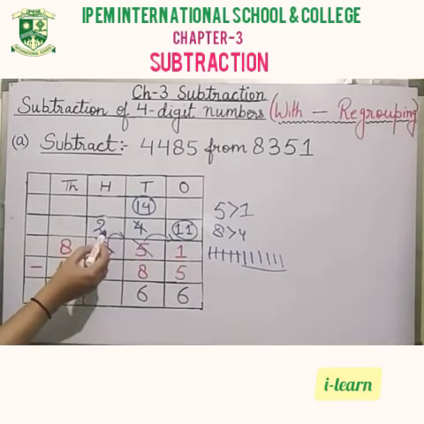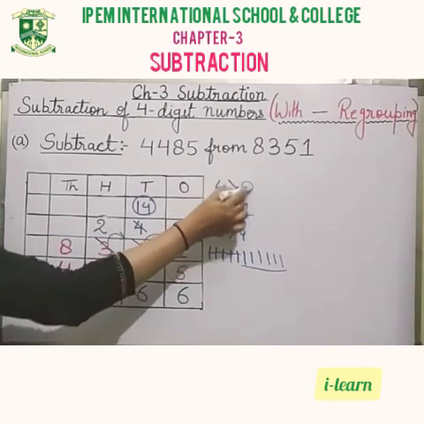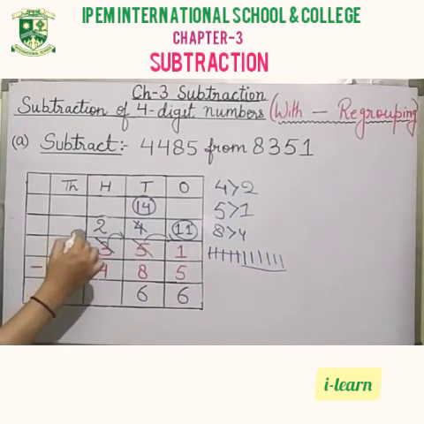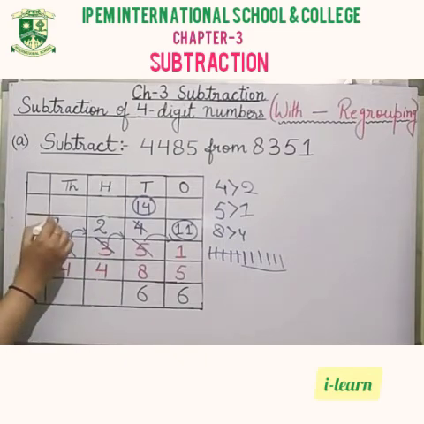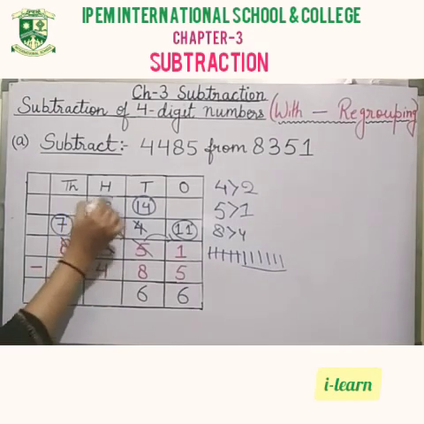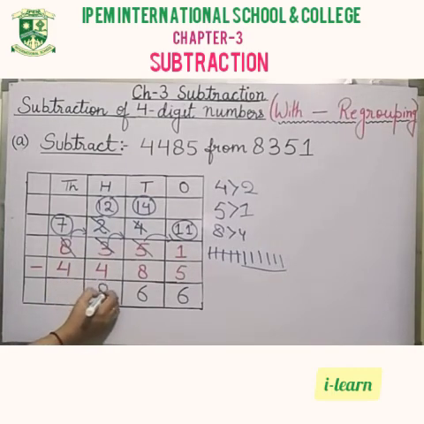Now we will do subtraction of hundreds column. Here we have to subtract 4 from 2. Again, this 4 is greater than 2. So what we have to do? We will again borrow one number from this 8. And this 8 will become what? It will become 7. And this 2 will become what? It will become 12. So 12 minus 4 is equal to 8.